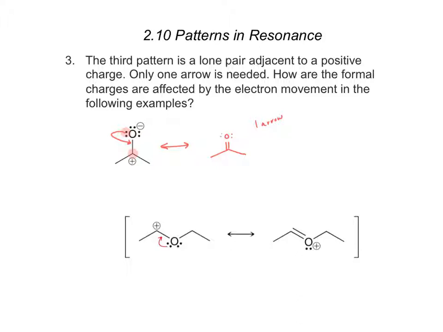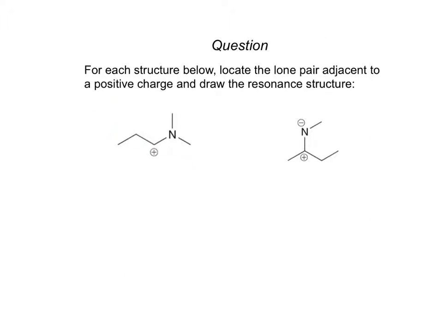Okay, so now let's go ahead. We're going to try some of these using the first three patterns. Okay, so we're doing a couple of examples here. We have 3 different patterns that we've introduced thus far, and we're looking to draw resonance structures of whatever molecule we're given using those 3 patterns, right? So I've asked you specifically in this question to locate the lone pair adjacent to a positive charge and draw the resonance structure. So both of these are going to use our pattern 3, which is lone pair adjacent to a positive charge, right?